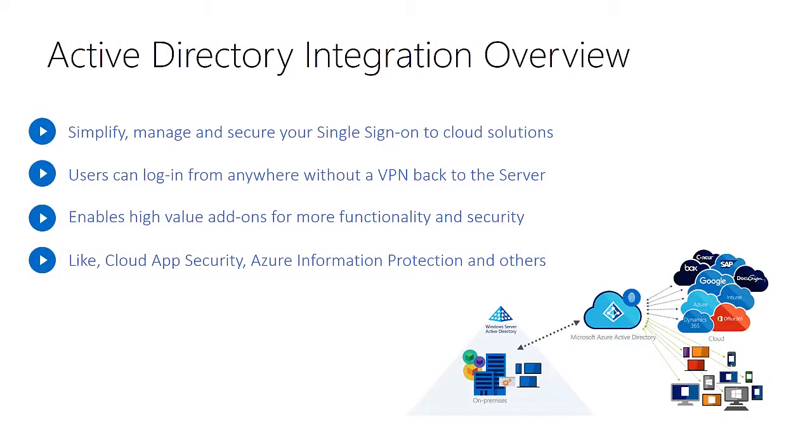For Azure Active Directory integration, it's simplify, manage, and secure your single sign-on to cloud solutions. Users can log in from anywhere without a VPN back to the server that's on premises, and it also enables high-value add-ons for more functionality and security. Some of those add-ons are things like Cloud App Security, which allows you to use those cloud applications from your on-premises environment in a more secure way. And then Azure Information Protection allows for rights management on documents, and it doesn't matter where those documents are in the world, they're covered by that rights management.